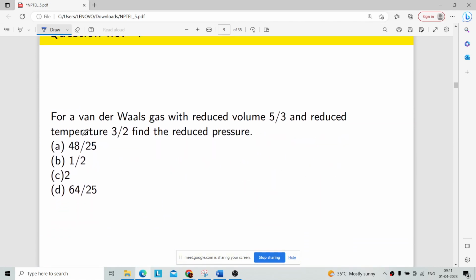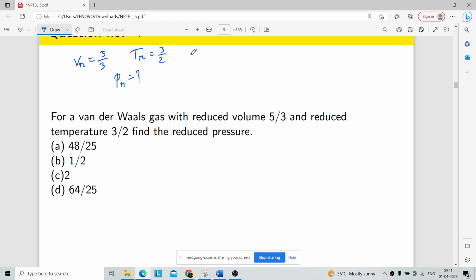Okay. Coming to the next question. For a van der Waals gas, the reduced volume is 5/3, the reduced temperature is 3/2, then find the reduced pressure. Right. So what we are given: the reduced volume is 5/3, and the reduced temperature is equal to 3/2. So we have to find the reduced pressure.